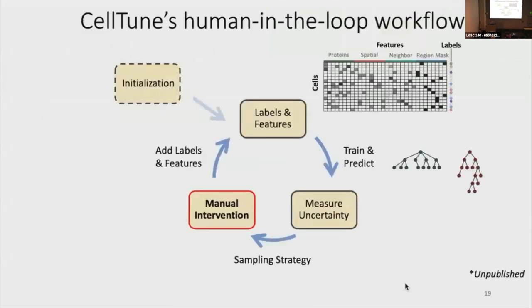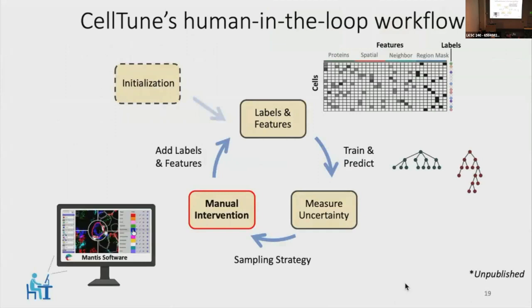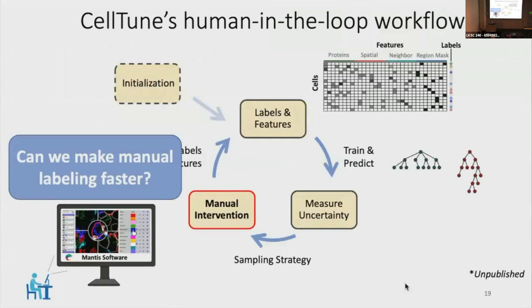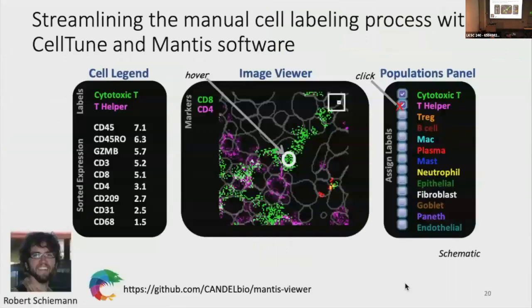And then you get to the manual intervention part where a person has to label the cells. And this is not trivial. And our question was, can we also make this process faster? So we teamed up with the Parker Institute, and specifically Rob from there, who developed the Mantis viewer. And we added a bunch of features to enable you to label cells very efficiently.